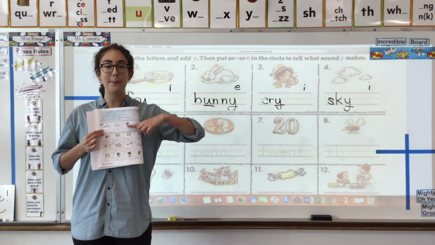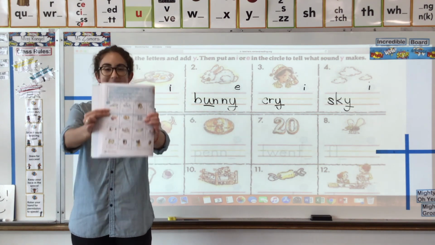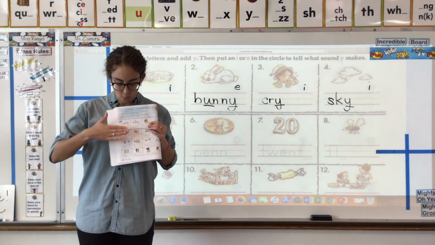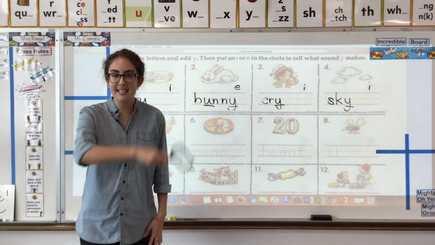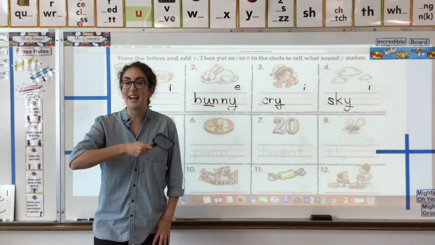Everyone's going to finish completing 28 and then take a video of yourself reading while covering the pictures just like we did on Monday. So let's get going, decoding detectives, and I can't wait to see.